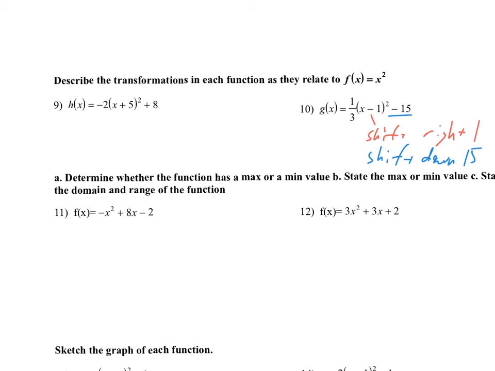And then the number out front, first of all, if it's negative, you have a reflection. I do not have a reflection here. And then we evaluate if it's greater than 1, it's a stretch. If it's less than 1 like this, it's a shrink, and that's going to be a vertical shrink.